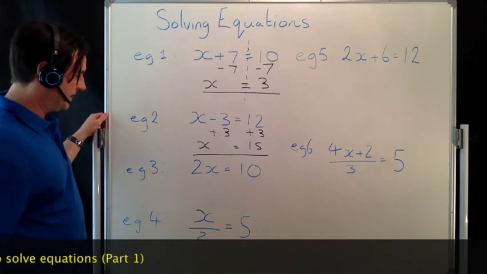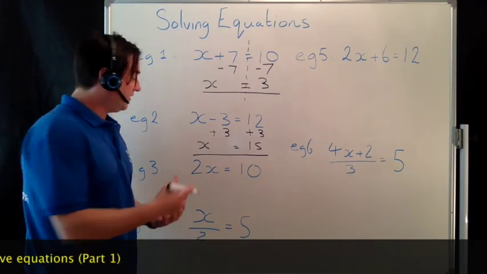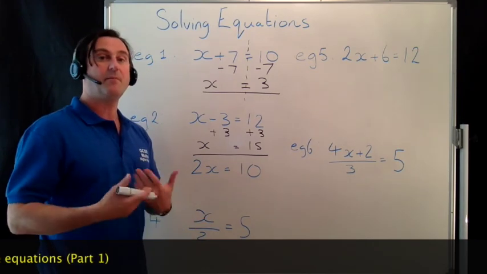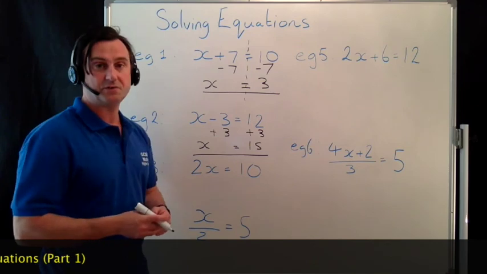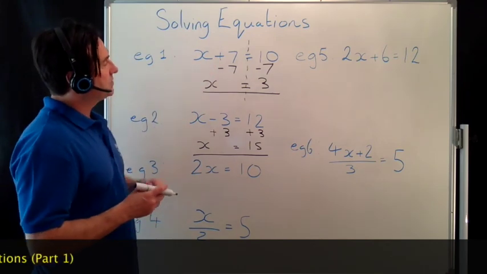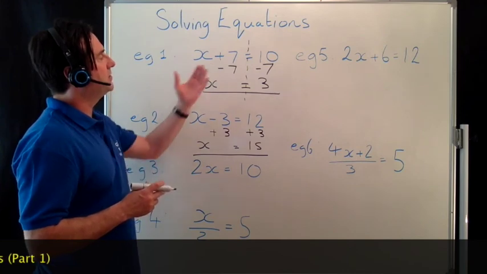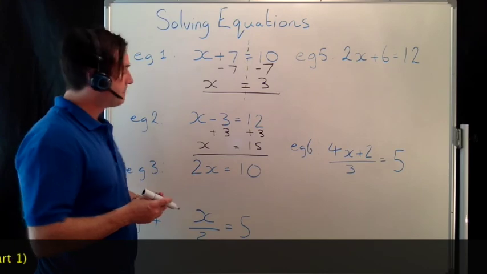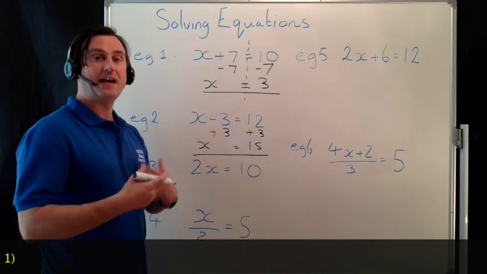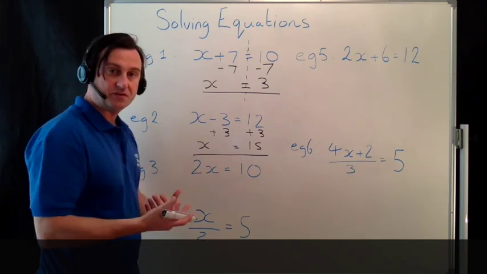For the third one here, I've got 2x equals 10. Now in algebra, if I've got 2x, that really means 2 multiplied by x, or 2 times x. 2 times x equals 10. With the first one here, to get rid of the 7, I took 7 away. I did the opposite to addition, which was subtraction. To get rid of the negative 3, I added 3 to it. I did the opposite to negative, which is addition.